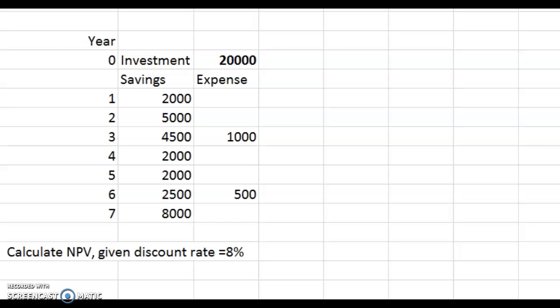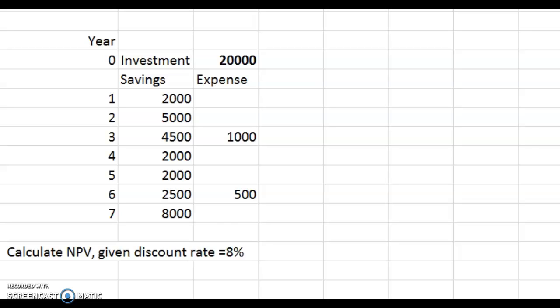Hello everyone. In the last session we discussed the basics of NPV and we carried out a particular problem regarding that. Now in this topic I am giving you an assignment to calculate the NPV. So here a project is given to you.